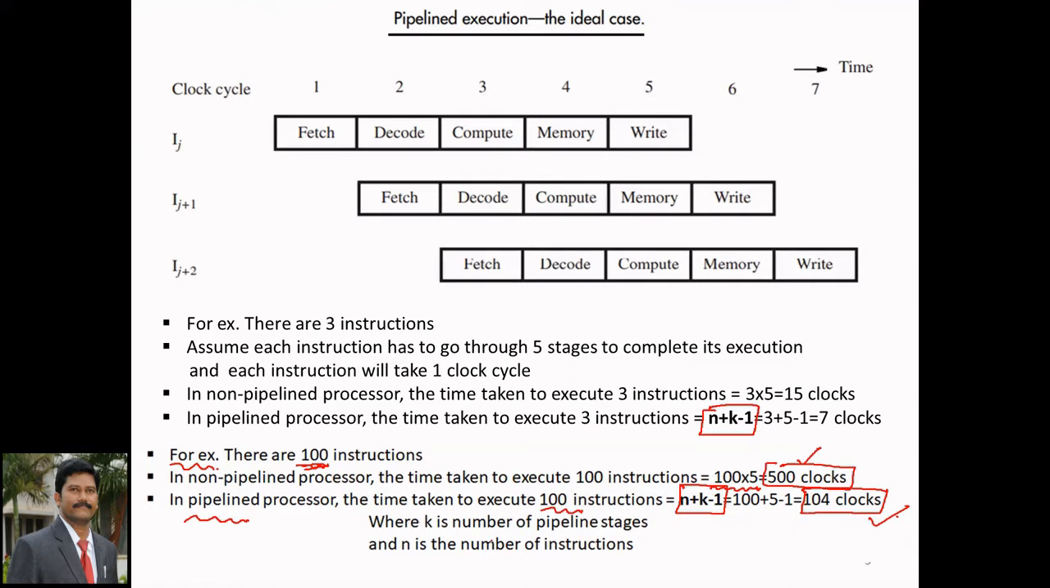Okay, here k is the number of pipeline stages, and n is the number of instructions. So this is the pipeline execution in the ideal case. So in this concept, let us solve some problems, right? Previous GATE problems, where they will give some number of instructions and ask us to find the number of clock cycles to execute that program. Let us go to the practice problems.